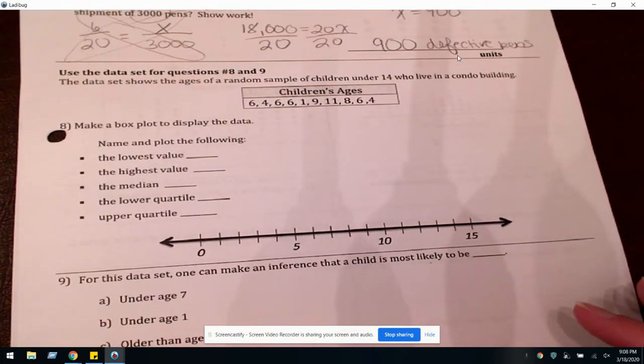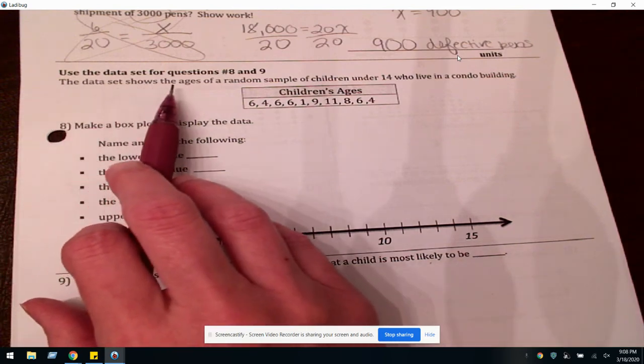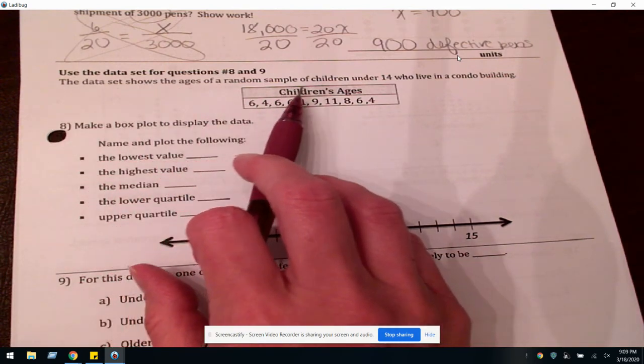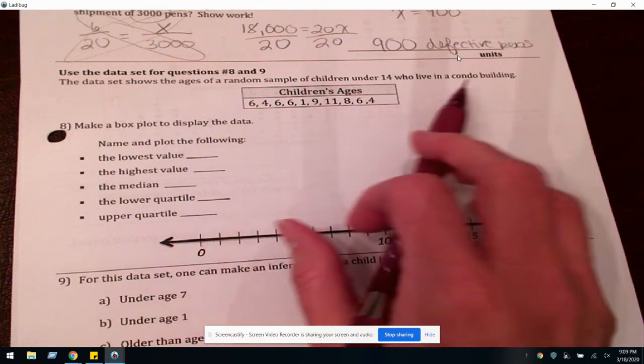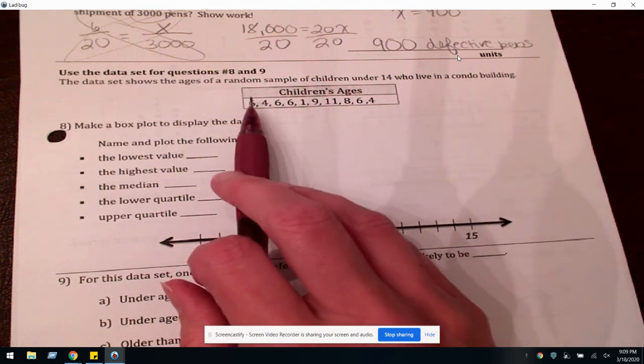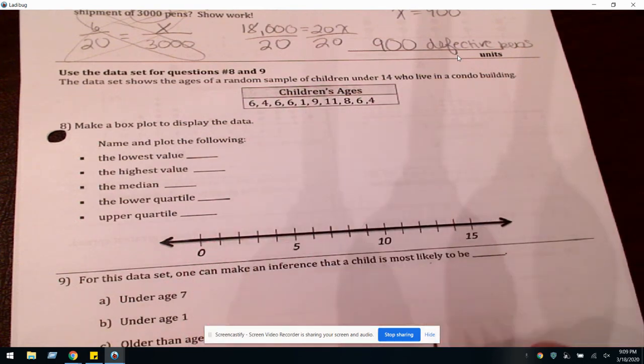Okay. All right, down here, we've done a lot with these in class, so hopefully you're getting pretty good at them. We are looking at data that shows the ages of a random sample of children under 14 who live in a condo building. So we're looking at the age of these children, and they're all under 14.